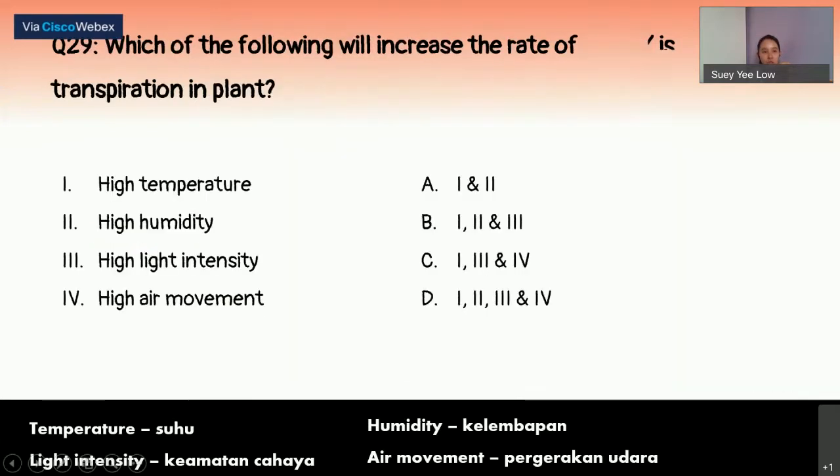Okay, let's go to question 29. Which of the following will increase the rate of transpiration in plants? We say increase. High temperature, of course, yes. High humidity, no. High light intensity, yes. High air movement, yes. So the answer is C. This is the factor that increases the transpiration in plants.